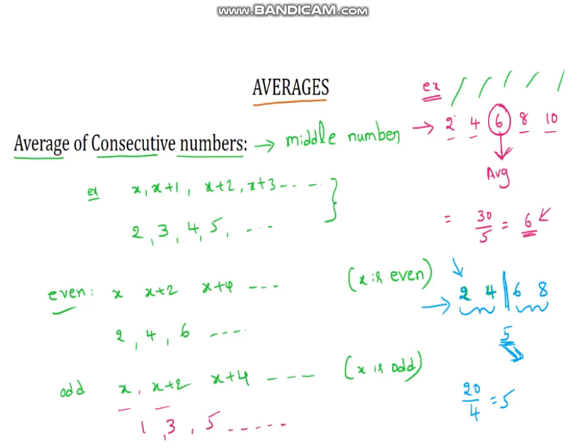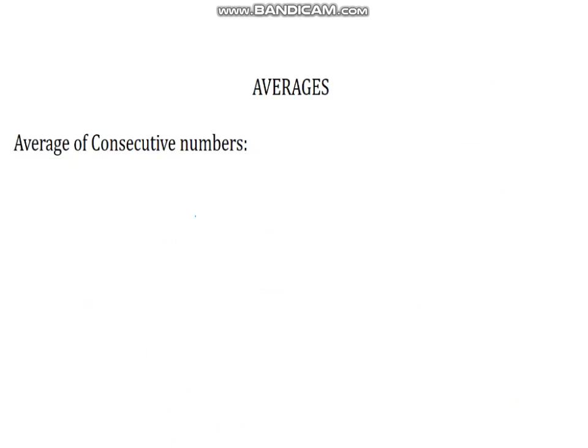For example, 2, 3, 4, 5 are 4 consecutive numbers. What is the average? Here there is no middle number. At that time, 3.5 is the average of these 4 numbers.